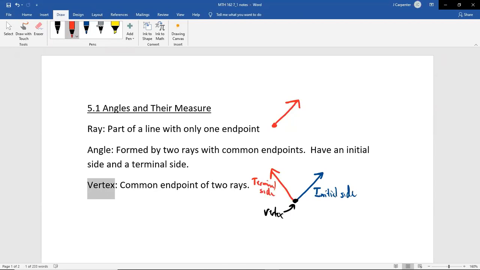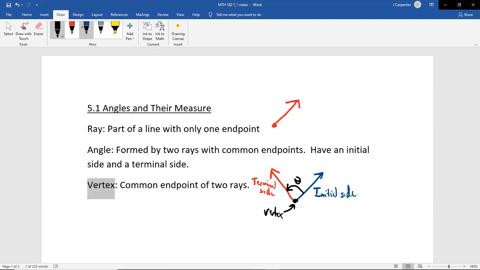So an angle is formed by two rays with common endpoints. The angle is this right here. It's the measure of how much you're swinging from the initial to the terminal side. And you always go initial to terminal. Traditionally, most of the time, we're going counterclockwise.